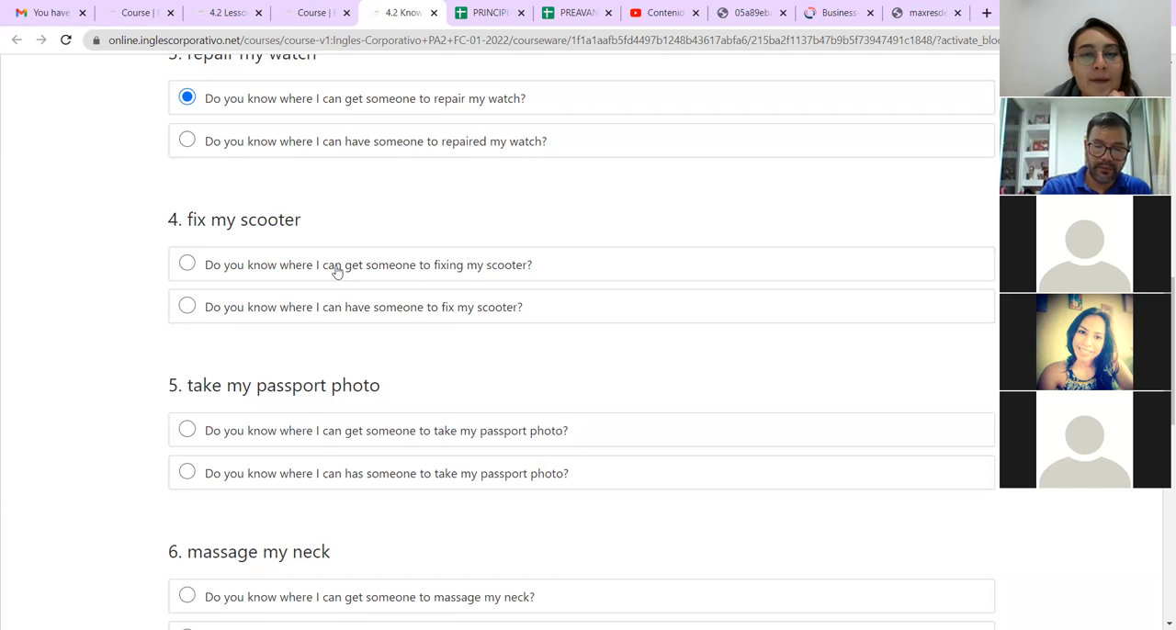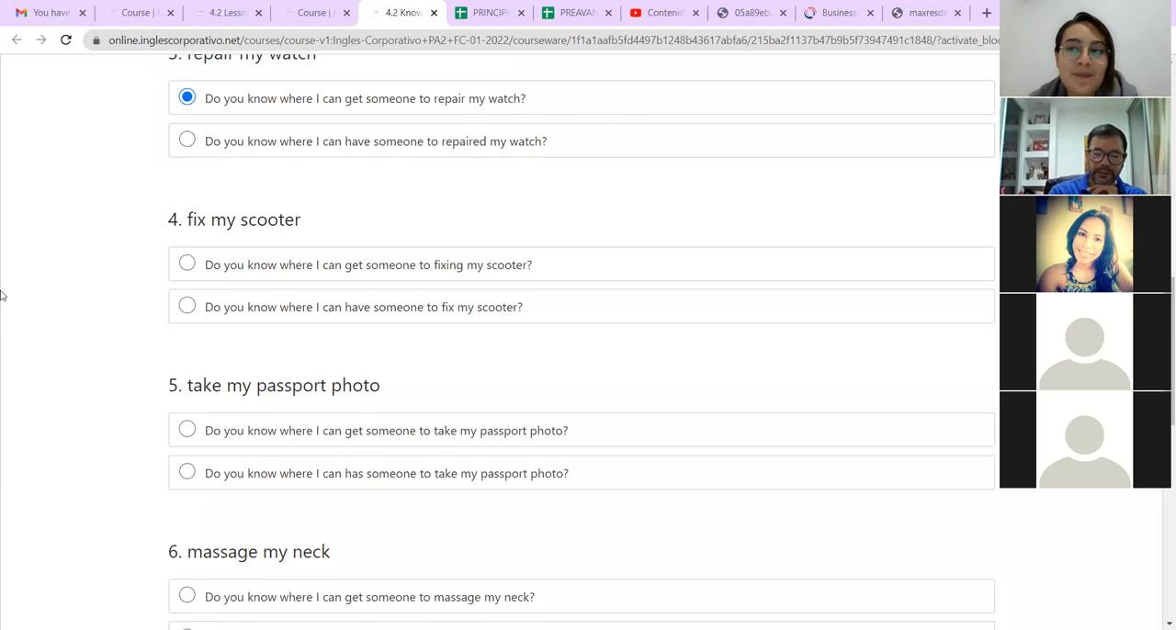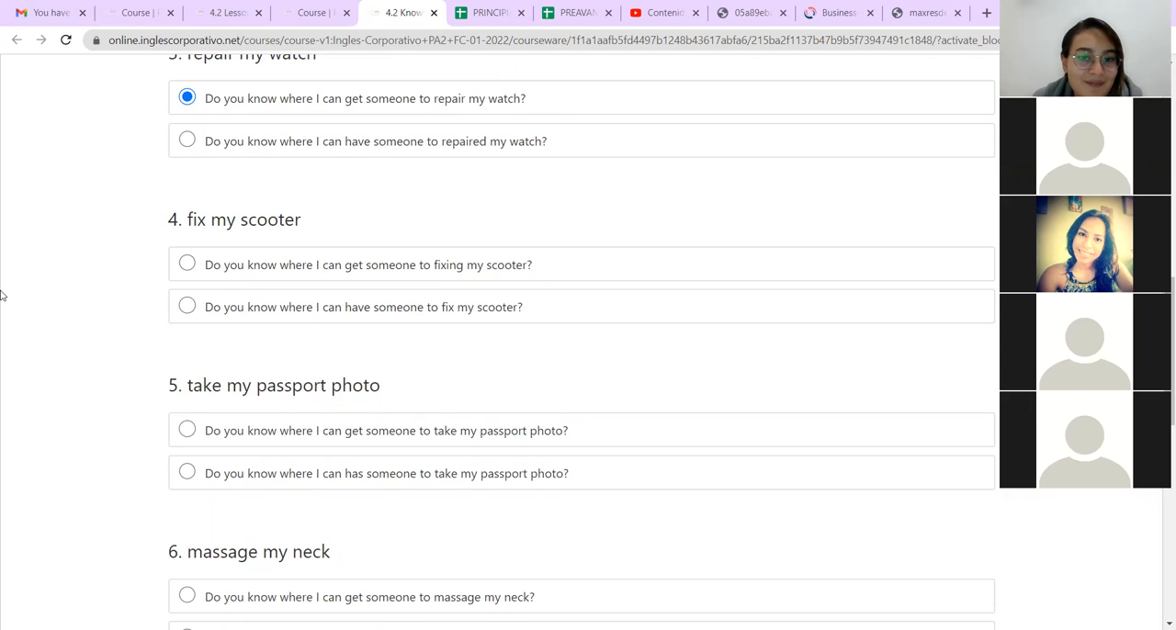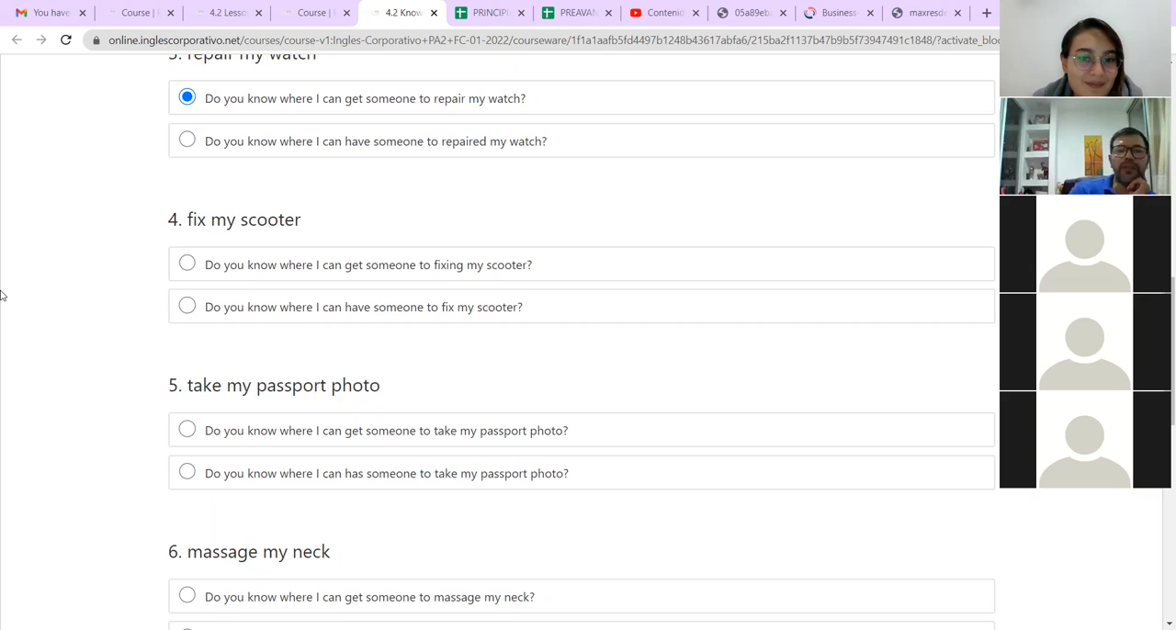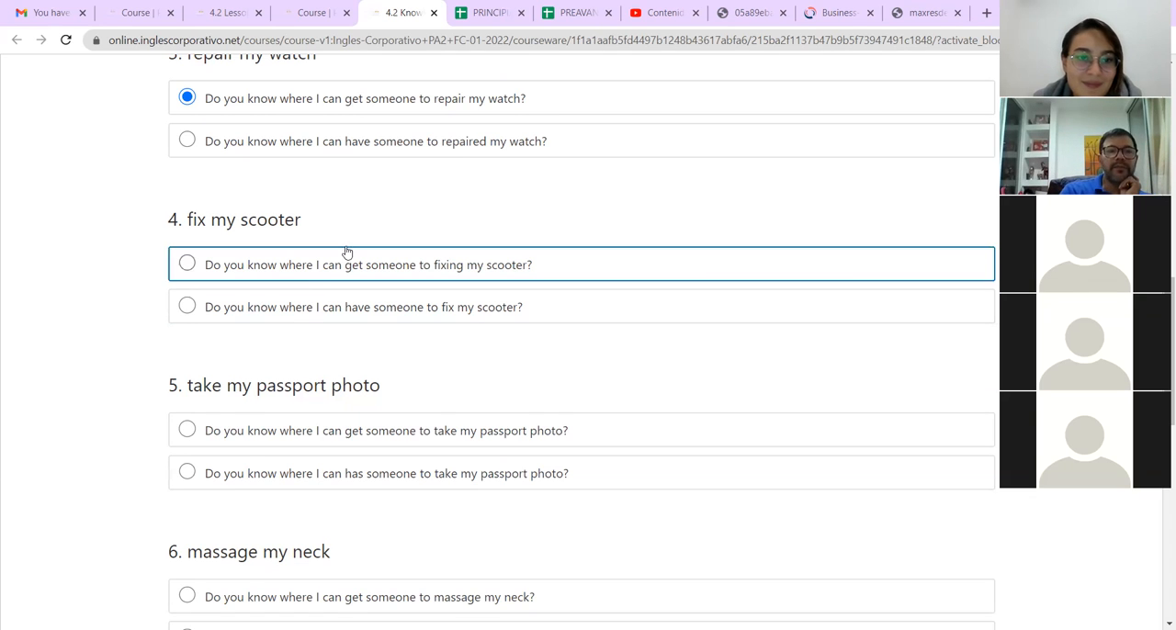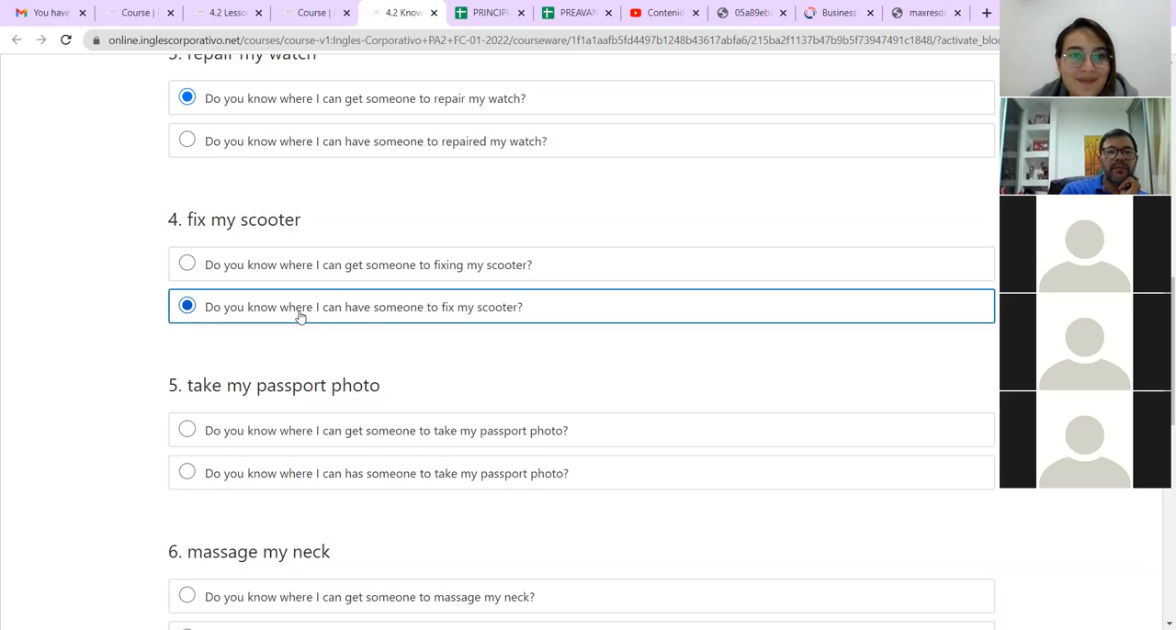Who wants to read number four? Me teacher. Go ahead, please. Fix my scooter. Do you know where I can get someone to fix my scooter? Do you know where I can have someone to fix my scooter? What do you think? Number two. Number two. All right. Yes, number two.